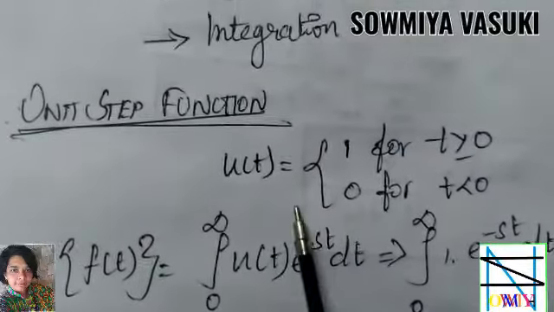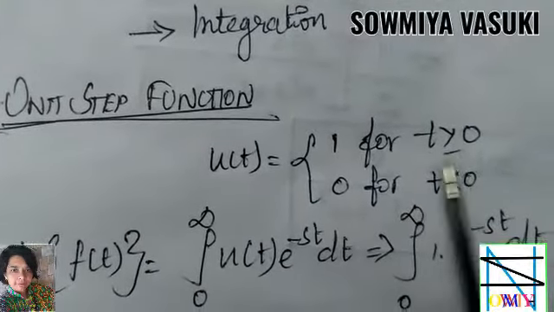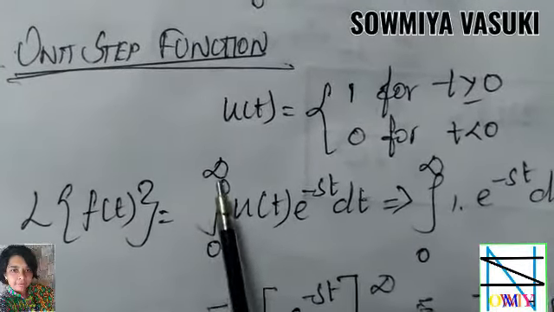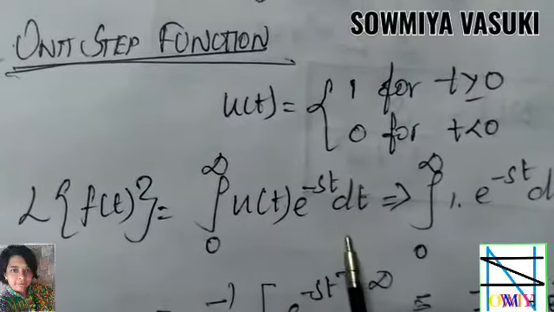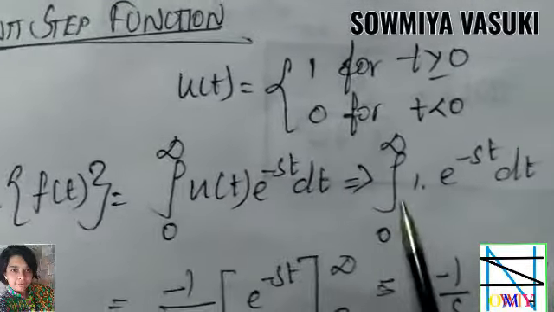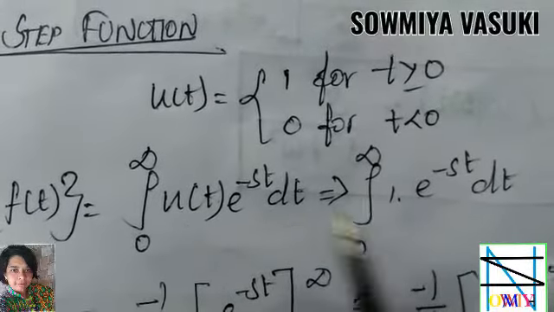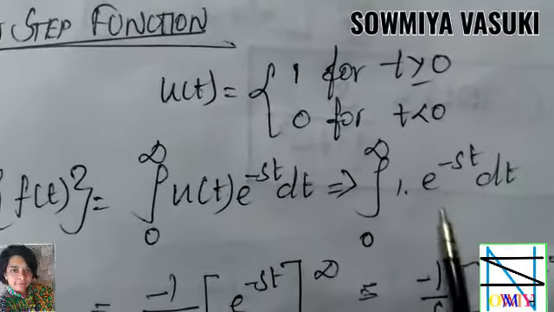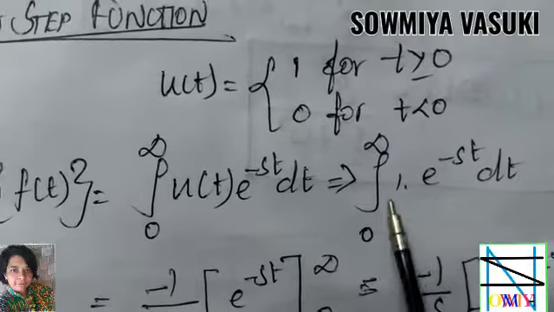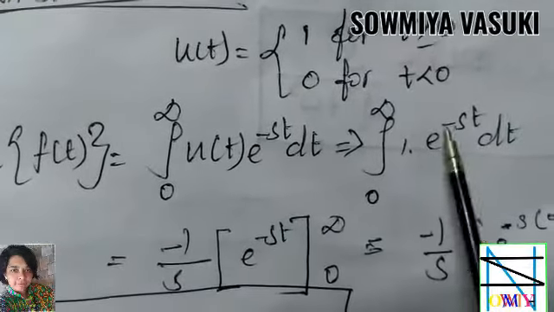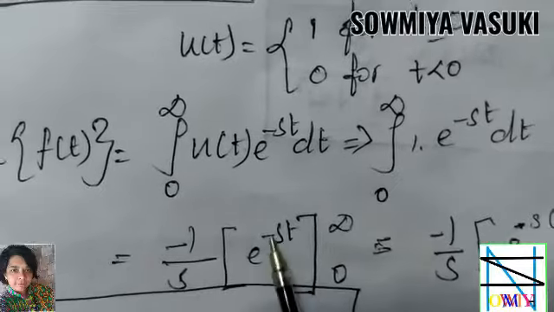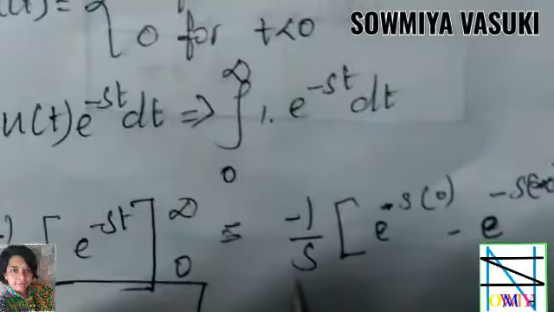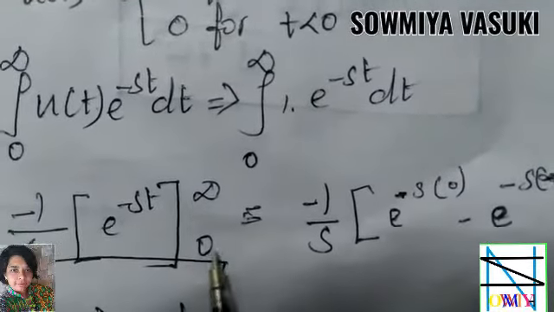u of t is equal to 1 for t greater than or equal to 0, and 0 for t less than 0. L of f of t is equal to integral from 0 to infinity u of t into e power minus st into dt. So u of t is 1, and we integrate e power minus st dt. That gives minus 1 by s, e power minus st, with the limit 0 to infinity.